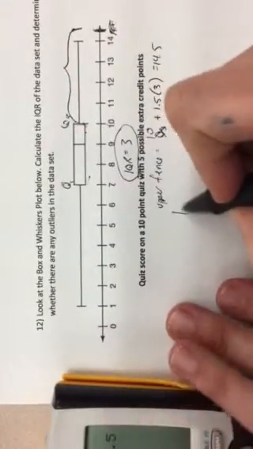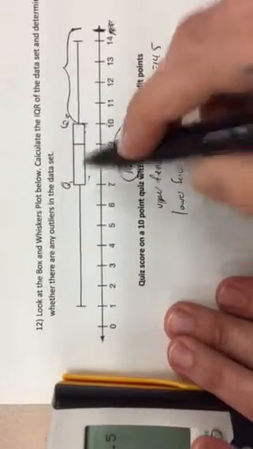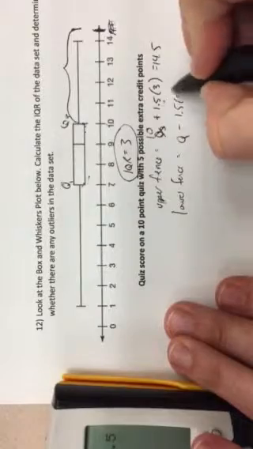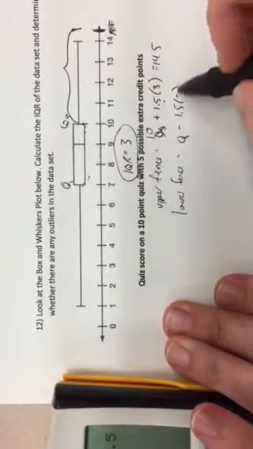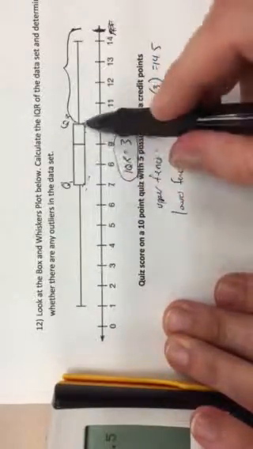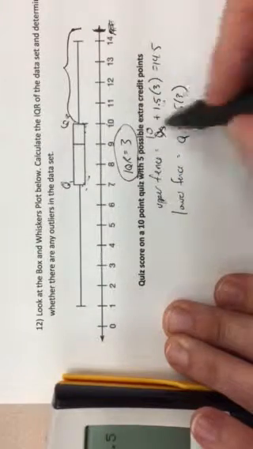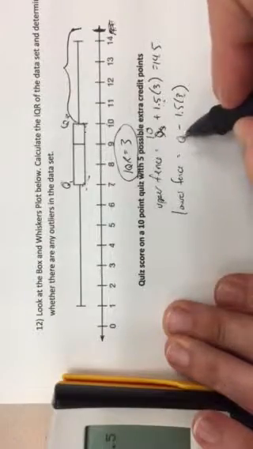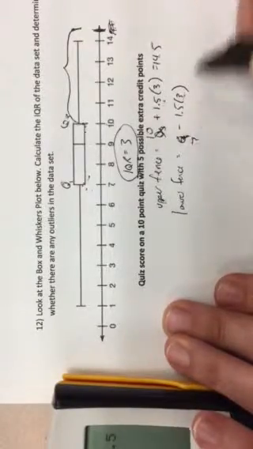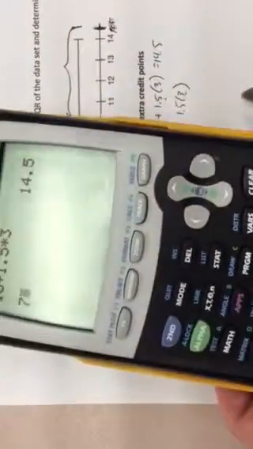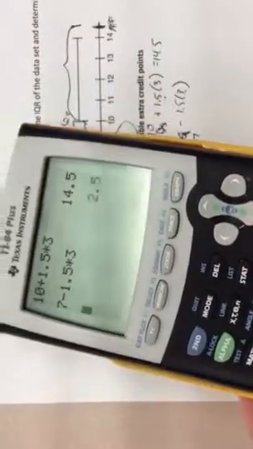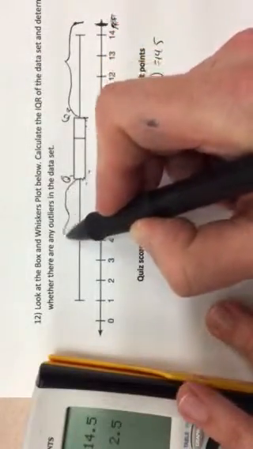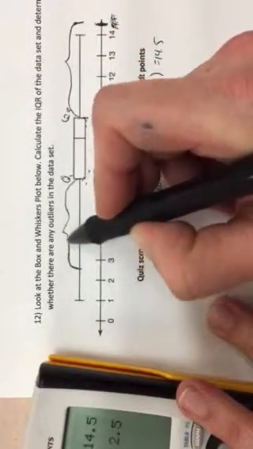Okay, but lower fence, let's calculate the lower fence. That means take the lower quartile and subtract away 1.5 times 3. So again, we're taking this interquartile range times 1.5, and then we're going to take that off of quartile 1, which in this case is 7. So 7 minus 1.5 times 3 is 2.5. So the lower fence is at 2.5.